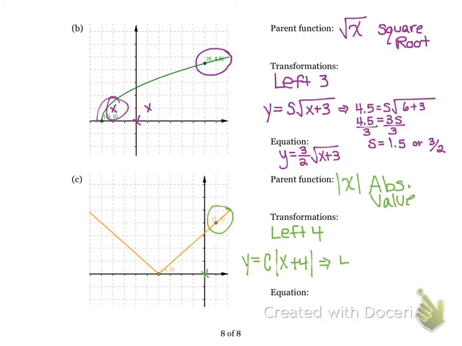So we have 4 equals C times the absolute value of 1 plus 4. And we get 5, the absolute value of 5 is 5. So we have 4 equals 5c. Divide both sides by 5. So c equals 4/5. And this is a number less than 1 and greater than 0, so that's definitely what we needed. So we have y equals 4/5 times the absolute value of x plus 4 for our equation.